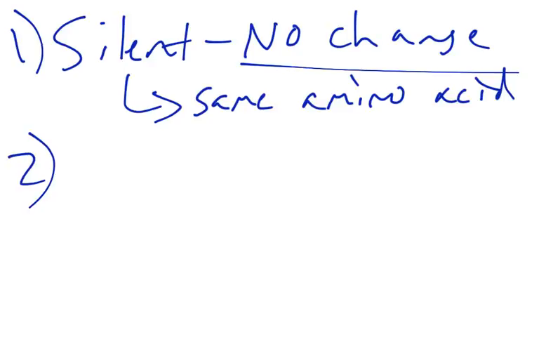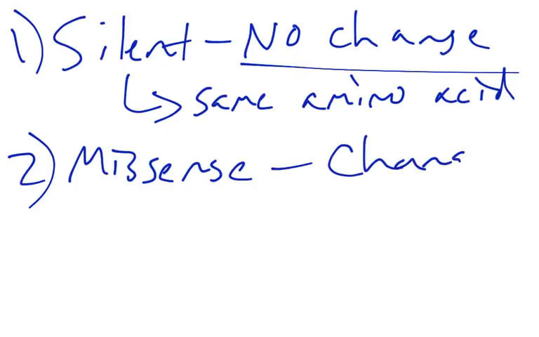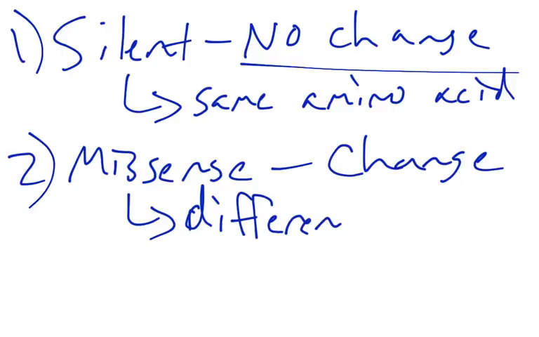The second base substitution or point mutation is a missense. A missense mutation is where it actually does cause a change, and a lot of times it's an adverse change. For the most part, most mutations do cause negative effects. And the reason it is adverse is because it causes a different amino acid. I'll just abbreviate that, a different amino acid.